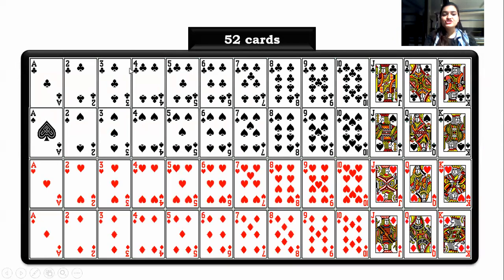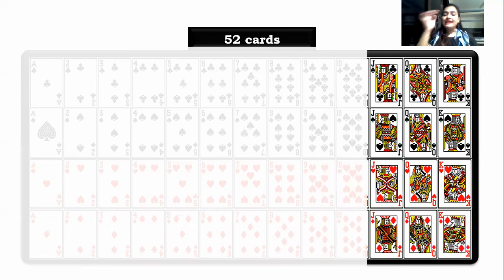Now guys, in the first row, you have 13 clubs. In the second row, you have 13 spades. In the third row, you have 13 hearts. And in the fourth row, you have 13 diamonds. So the 26 black cards are divided into 13 clubs and 13 spades. The 26 red cards are divided into 13 hearts and 13 diamonds. So the bifurcation is 52 cards: 26 black cards and 26 red cards. The black cards are further divided into 13 clubs and 13 spades, and the 26 red cards into 13 hearts and 13 diamonds.